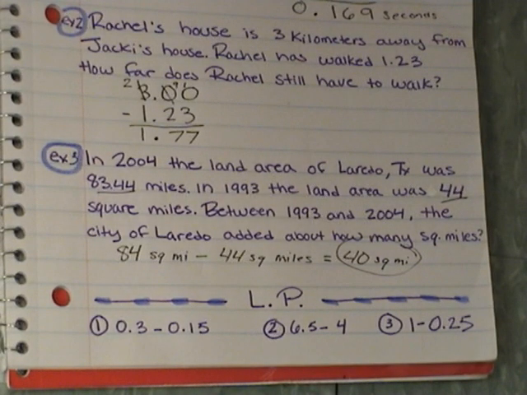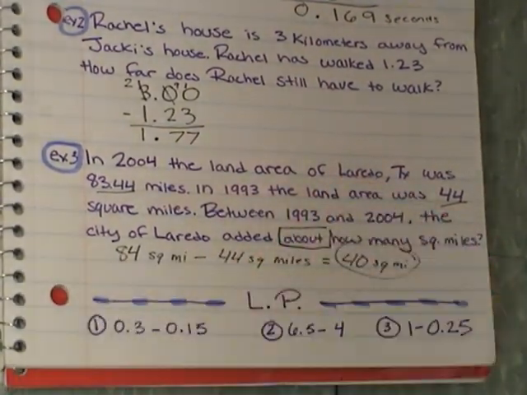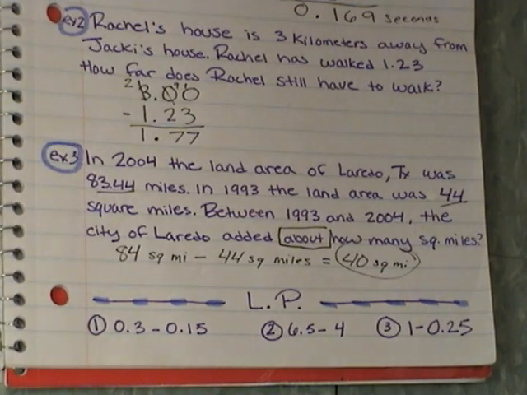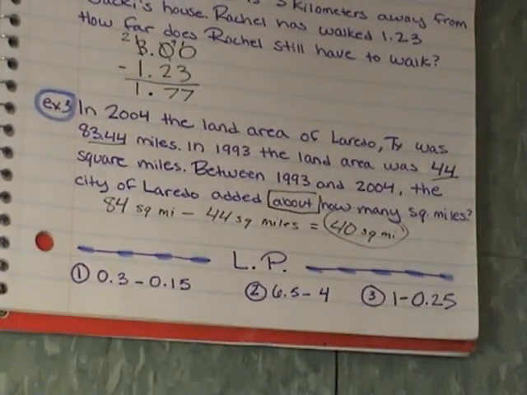Now, not all the time will you be able to use compatible numbers to subtract. Most of the time they're going to ask you, but what I did notice is they said about. That was the key word that let us know that we could find about and use compatible numbers to subtract. We're finding about how many square miles. It didn't say exactly how many, it said about. So here's your lesson practice. Just 3 problems.